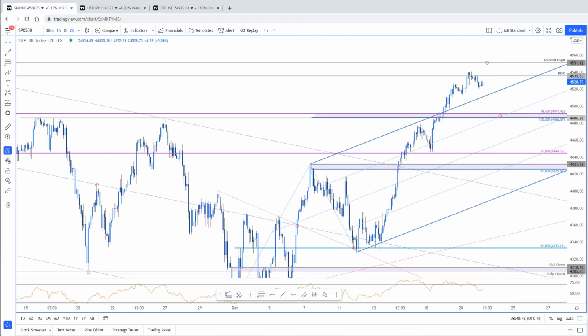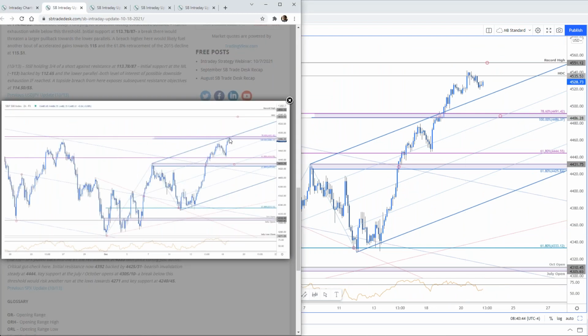Okay, and here's what it looked like again earlier this week. So here's the pop. What do you want to see? When we see a break of confluent uptrend resistance, you want to see that accelerated move. Here it is, straight shot up. Here's the high day close. The record high hasn't been touched yet. I saw the Dow make a record high yesterday. S&P has not.